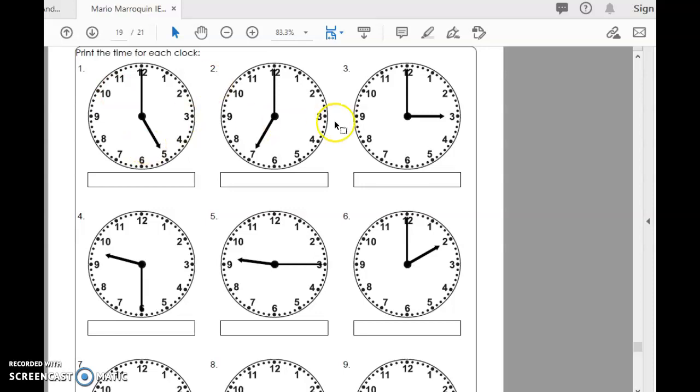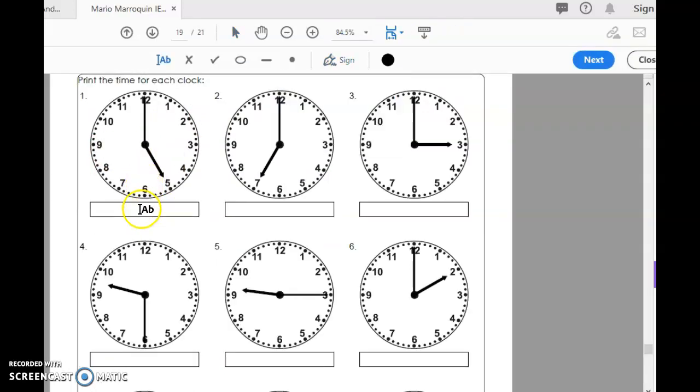So let's do 1 through 3. Right here, we have the big hand on the 12 and the small hand on the 5. What time is it? Can you tell me? Good job. So it is 5 o'clock. So this is what you'll be doing for this assignment. Now for number 2, what time would this be? Good job. So this would be 7. And on number 3, you have 3 o'clock. So this should be fairly easy.